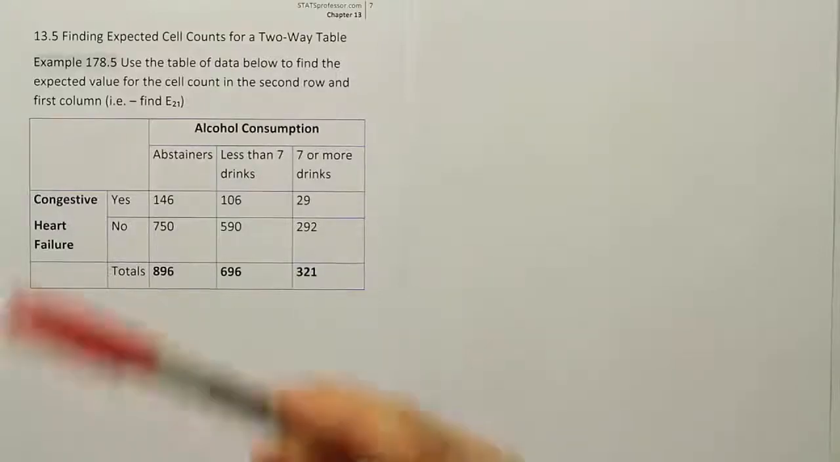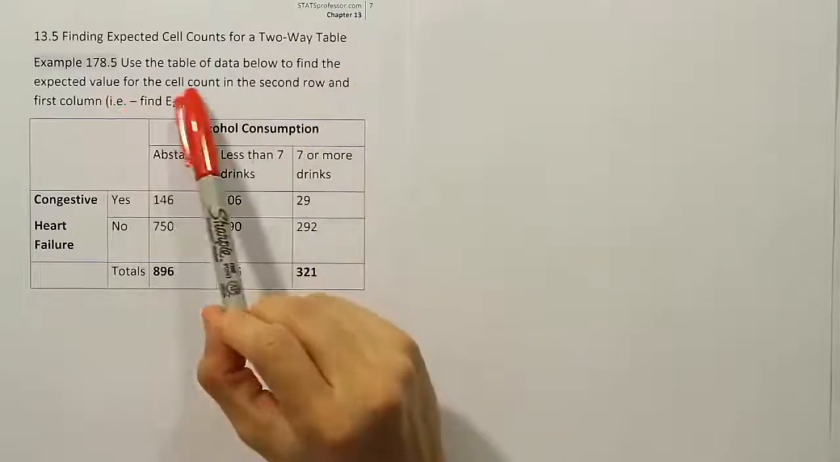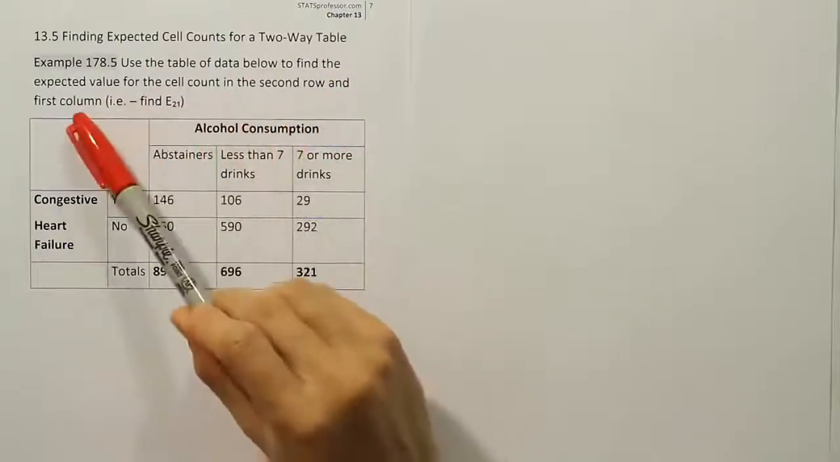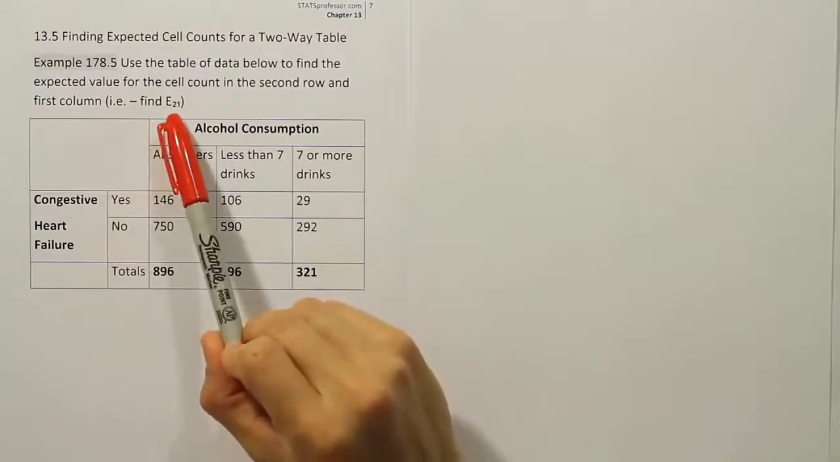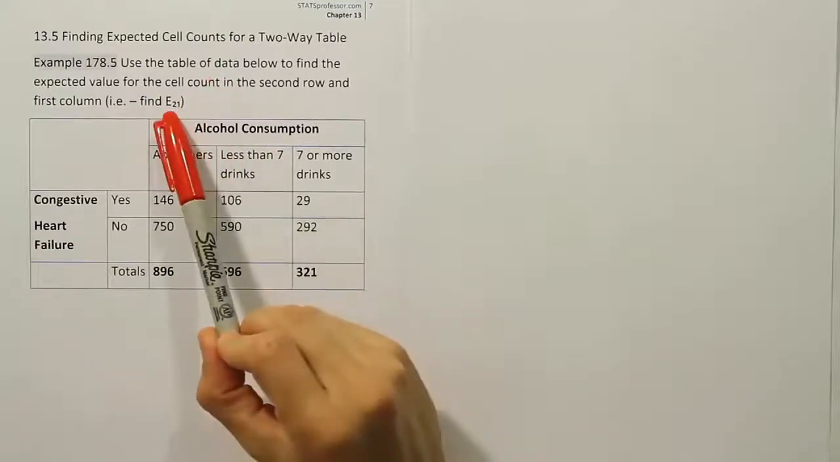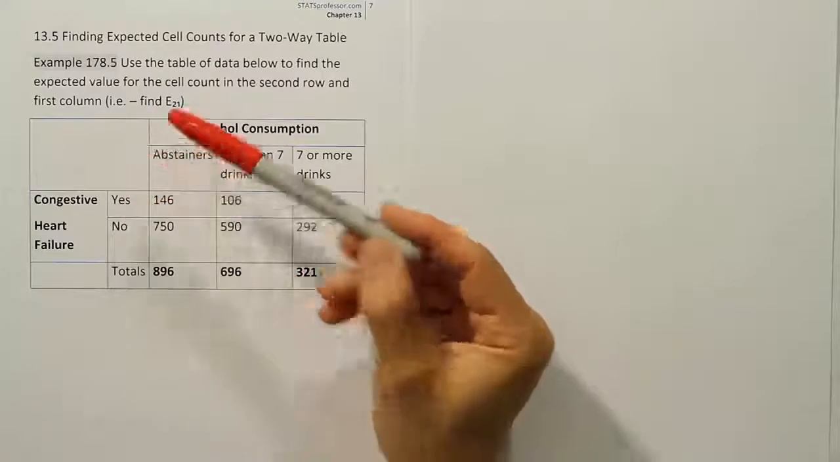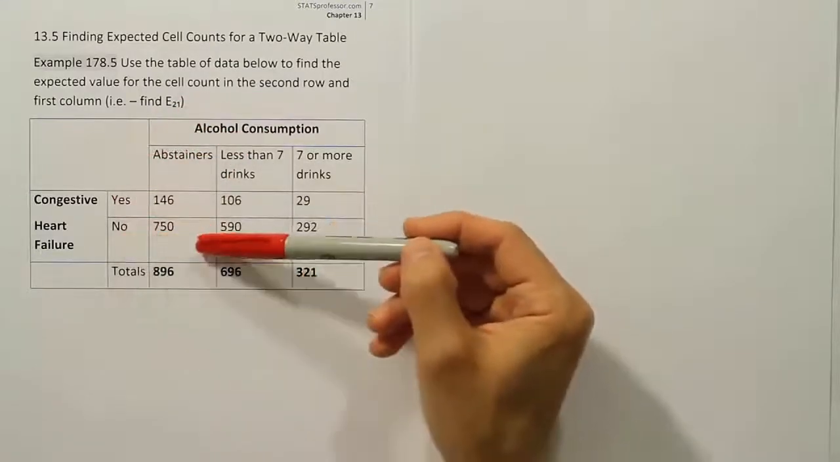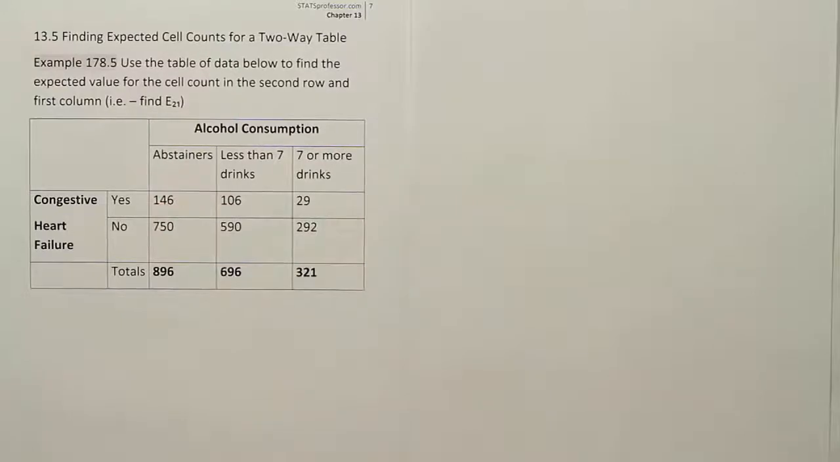Example 178.5. Use the table of data below to find the expected value for the cell count in the second row and first column. In other words, find the expected value for position 2, 1. So when you look at this notation of 2, 1, it means first they're giving you the row and then they give you the column. So that means the second row, first column. So we're looking at this cell here and we're trying to find its expected value.